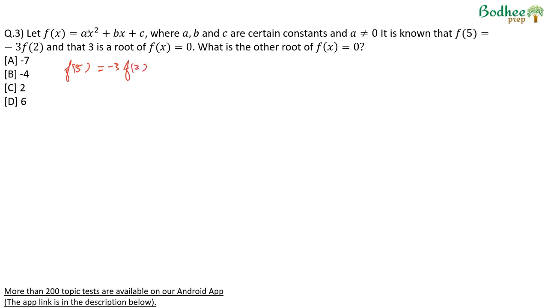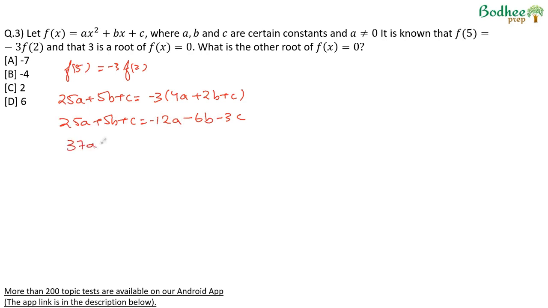f(5) will be putting 5 instead of x: 25a plus 5b plus c is equal to minus 3 into, putting 2 in place of x, 4a plus 2b plus c. This becomes 25a plus 5b plus c is equal to minus 12a minus 6b minus 3c. So bringing terms on the same side, 25 plus 12, 37a plus 11b plus 4c is equal to 0.